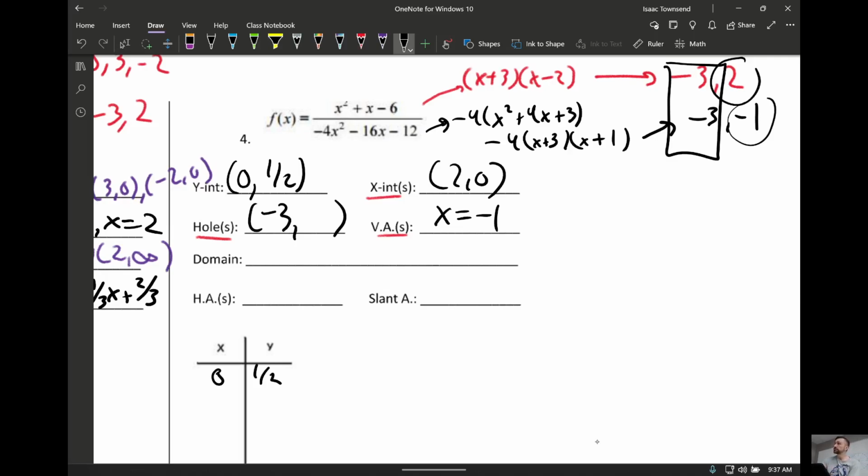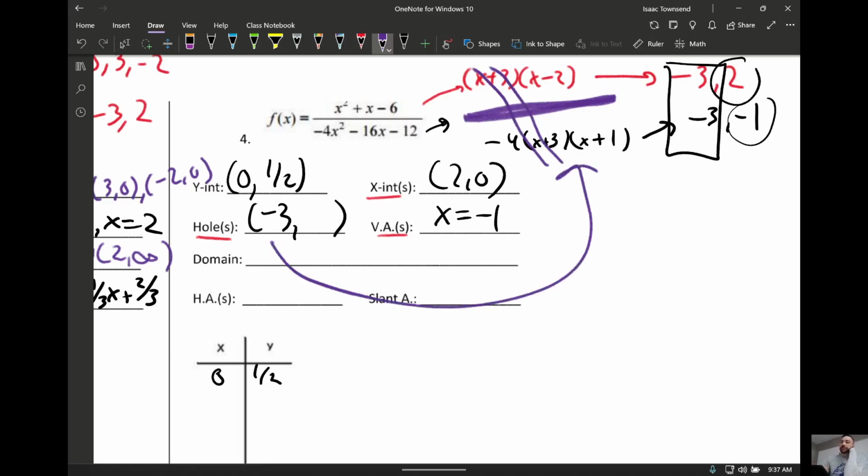Now the y value, we haven't reviewed this today, but we talked about this last time. You have to plug in the x value of the hole into the reduced fraction. So not into the original fraction, not into this factored numerator over denominator. You need to cancel out these factors that match up and then plug it into what's left over. So on top, that would be -3 minus 2, and on bottom it would be -4 times -3 plus 1. So it looks like -5/8.